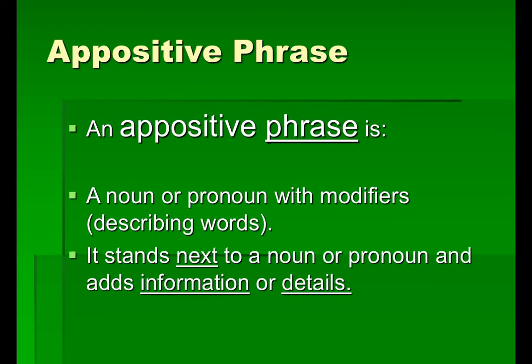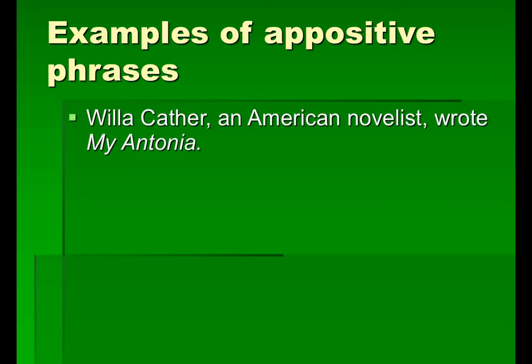An appositive phrase is a noun or pronoun with modifiers or describing words. It stands next to a noun or a pronoun and adds information or details. So Willa Cather, an American novelist, wrote My Antonia. An American novelist just identifies or renames Willa Cather. Notice how a novelist is a noun. We're using it to identify this noun, Willa Cather. And an American novelist actually gives us extra information about Willa Cather to help us understand as readers.